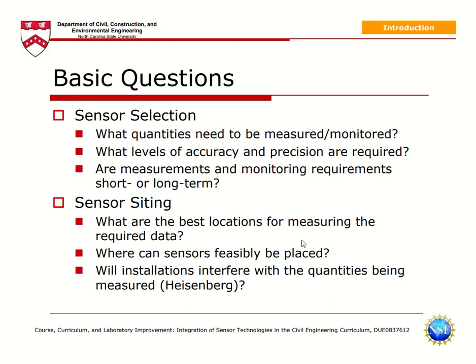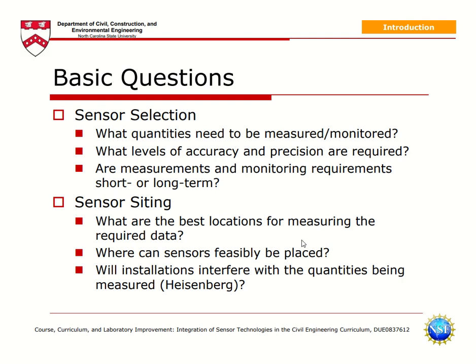Now, what is the basic question here? The basic question is, how do you select a sensor, right? Sensor selection totally depends on three questions and how you answer them. The first question would be, what quantities need to be measured or monitored, right? Very basic question, because you cannot use the tachometer for the measurement of amperes. So first you have to identify what quantity you need to measure.